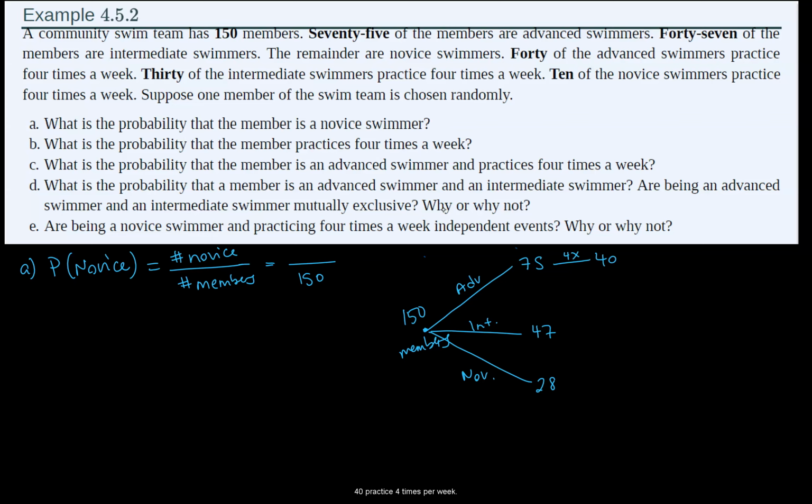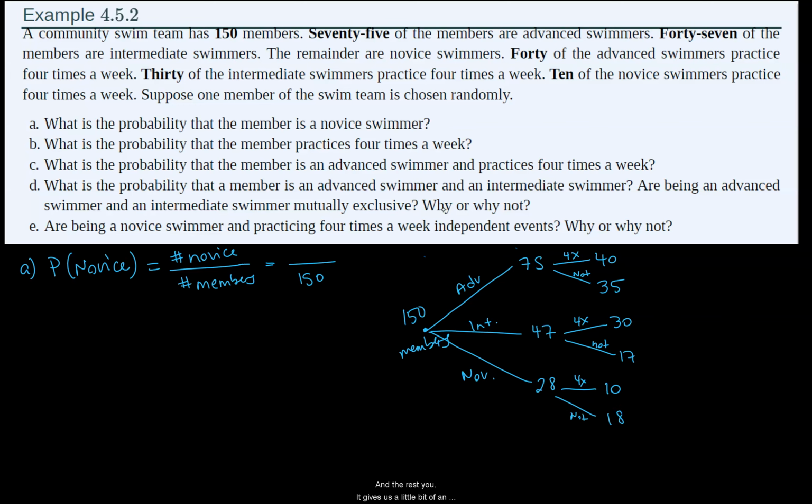Of the advanced swimmers, 40 practice 4 times per week, and the remainder don't, 35 of them. Right, so 75 gets split into 2 groups, 40 who practice 4 times a week, and then the rest who don't. We don't know how often the rest do. That's not important to the problem, so we're just going to group them all together. In the intermediate swimmers, we have 30 who practice 4 times a week, and the rest do not. And in the novice group, 10 practice 4 times a week, and the rest do not.